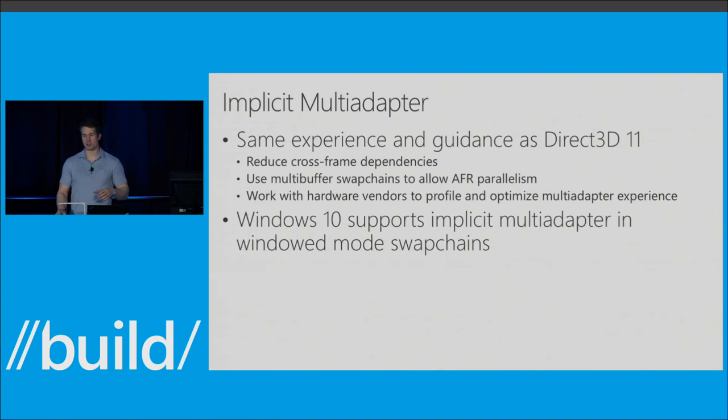The first level of multi-adapter implementation is implicit multi-adapter. This is what we've been engineering in DirectX 12 for a while now, and it's basically the same experience and guidance as DirectX 11. So if you don't really want to deal with a lot of multi-adapter issues on your own, it's possible as long as some care is taken to avoid things like cross-frame dependencies and use enough swap chain buffers that the driver can implement multi-adapter for you. The best performance is usually achieved by working with hardware vendors to optimize, but this is a great step into the multi-adapter feature. One enhancement that Windows 10 has is that we've actually made it easier for hardware vendors to implement implicit multi-adapter in windowed mode swap chains.